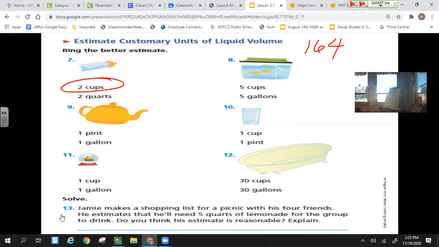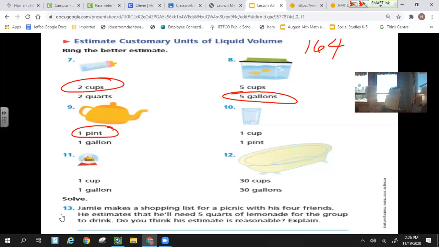Fish tank, 5 cups or 5 gallons? Yes, Abby? 5 gallons. Why? Because it's bigger and the cups would take forever. Cups would take forever. We're looking at gallons. All right. Number 9, 1 pint or a gallon? Be careful. Or you're just going to heat up some water for some tea, right? A gallon of tea for one? Gabe, what do you think? Pint. 1 pint.